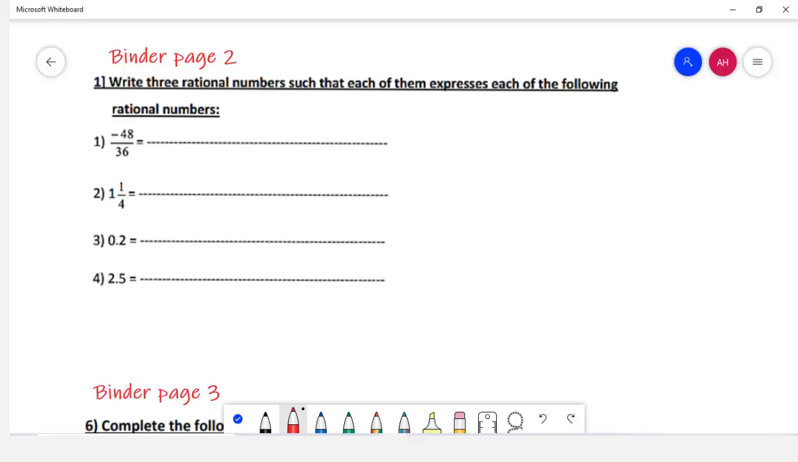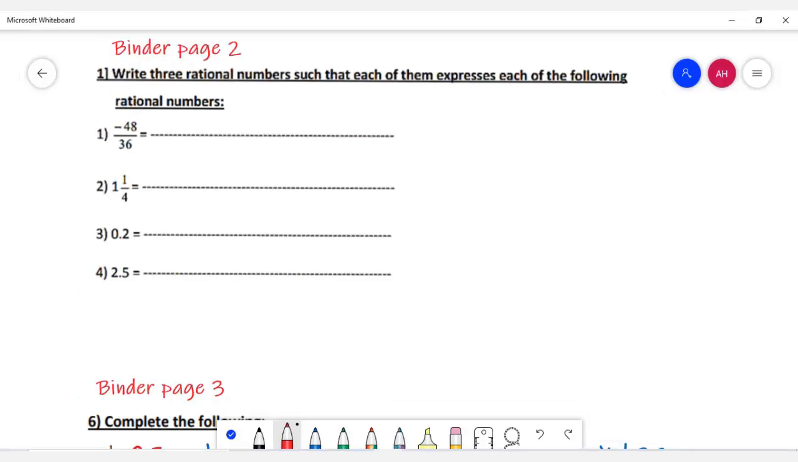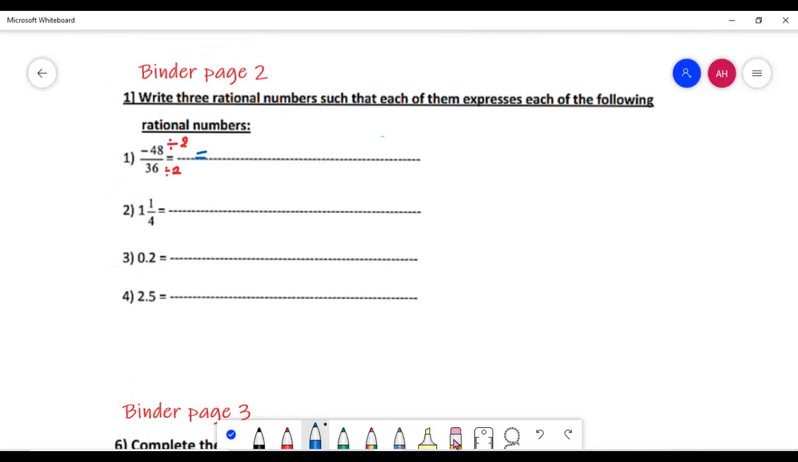Let's take the first one as division. The first one is negative 48 over 36. How can I bring rational numbers equivalent or equal to this one? Simply, I want to multiply my numerator and my denominator by the same number or divide both of them by the same number. In this case, let's, for example, divide by 2. Divide my numerator by 2 and my denominator by 2. I will have a fraction equal to negative 24 over 18.